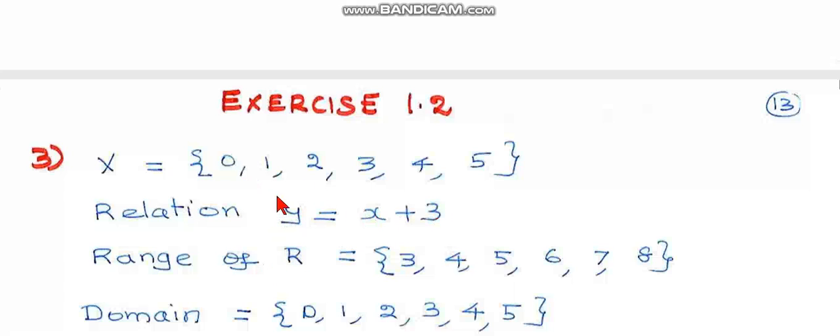In this relation, put x equal to 0, you get y equal to 3; then x equal to 1, you get 4; then put 2, you get 5; 3 plus 3 is 6; then 4 plus 3 is 7; 5 plus 3 is 8. So the range is 3, 4, 5, 6, 7, 8. These are the elements which form the range of the relation. Then the domain is 0, 1, 2, 3, 4, 5, because all these elements have images in R. So that is the domain.